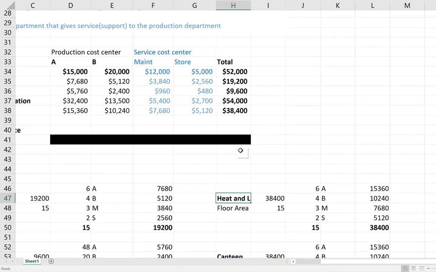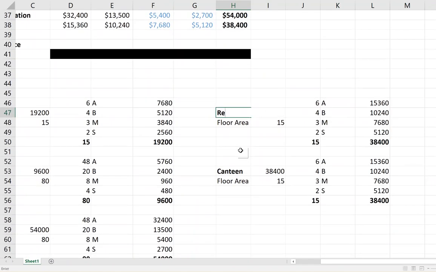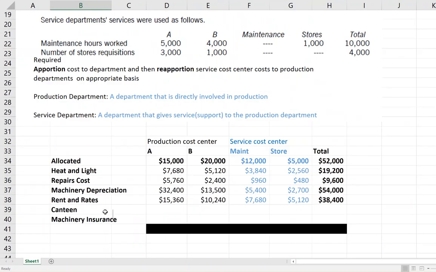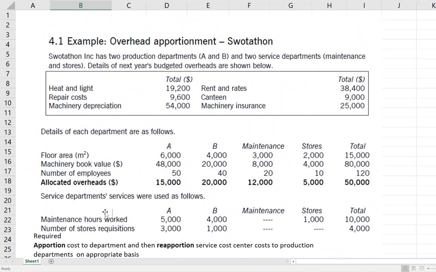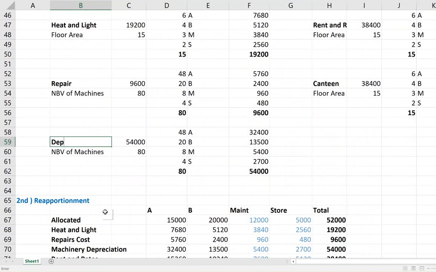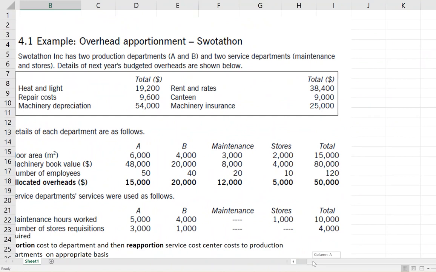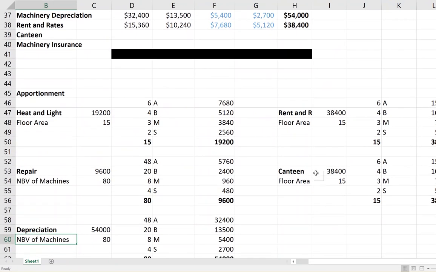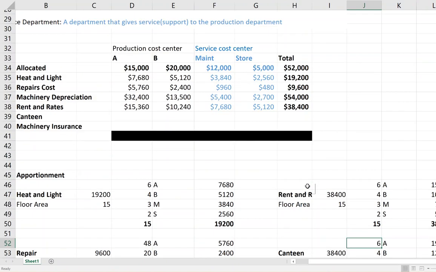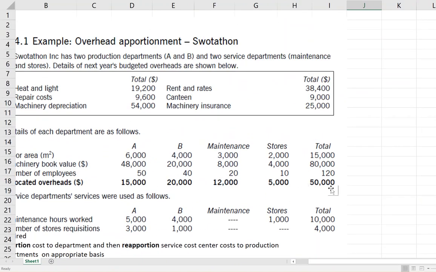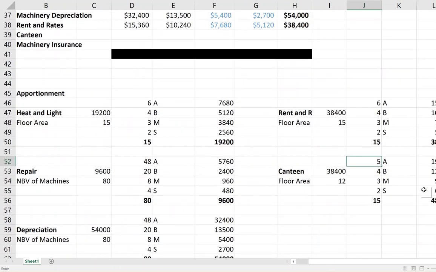Okay, let me change this. This is rent and rates. And also that one as well. This is not repairs, this is insurance. Depreciation, sorry. So employees are 120. I will remove zeros to save time. We have 5421. And let's link this one as well.